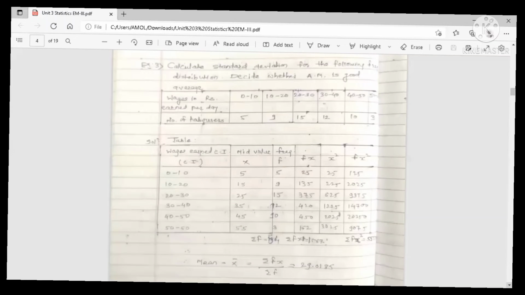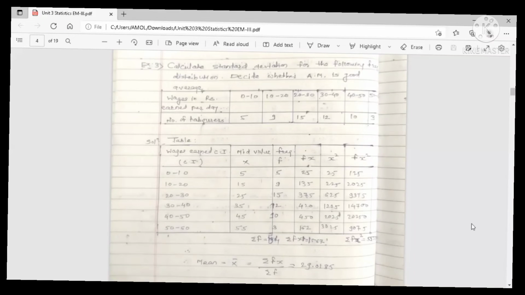Here, calculate standard deviation for the following frequency distribution. Decide whether arithmetic mean is good. See here, the data is given in the form of class intervals. Wages in rupees earned per day: 0 to 10, 10 to 20, 20 to 30, 30 to 40, 40 to 50, 50 to 60. And the corresponding frequencies are given. Number of laborers: in 0 to 10 it is 5, 10 to 20 it is 9, 20 to 30, 15, 30 to 40, 12, 40 to 50, 10, and 50 to 60, 3.